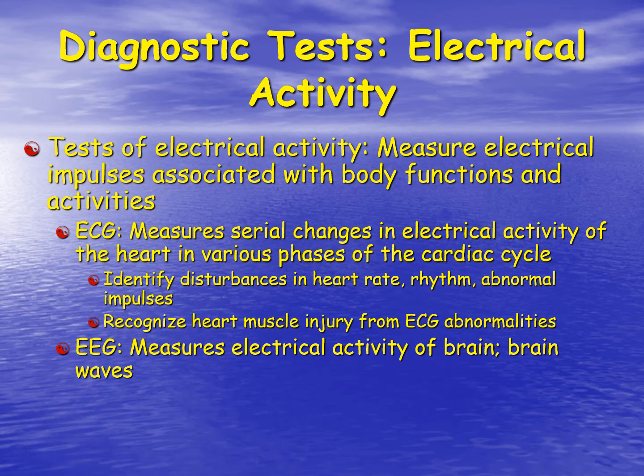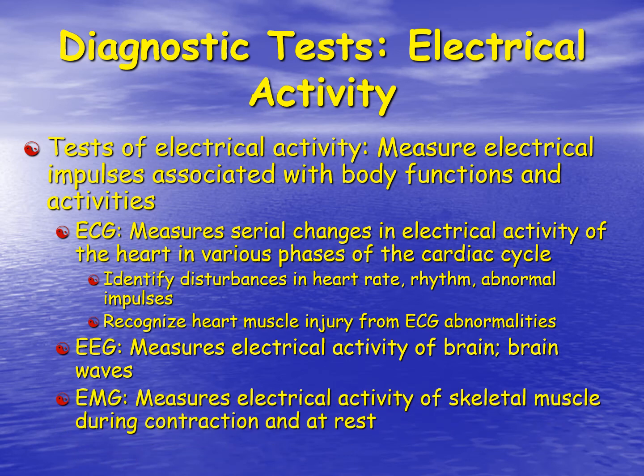Alpha and beta waves are both high frequency, low amplitude waves, whereas theta and delta waves are typically high amplitude but low frequency waves. EMGs, the electromyogram, will measure the electrical activity of skeletal muscle during contraction and at rest. This will allow us to see if there is electrical activity actually occurring in the muscle, and may actually give us an understanding even of the nervous function that is linked to the muscles themselves.